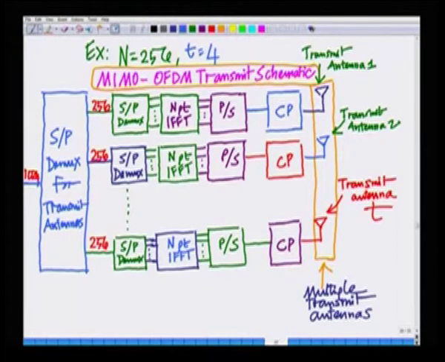We looked at the transmitter schematic. We said that in a MIMO OFDM system we have multiple transmit antennas and the IFFT operation has to be performed at each transmit antenna. Hence, we first demultiplex the symbols among the transmit antennas. Further, we demultiplex for the IFFT operation at each transmit antenna, serialize them, add the cyclic prefix at each transmit antenna, and then transmit them over the transmit antennas.